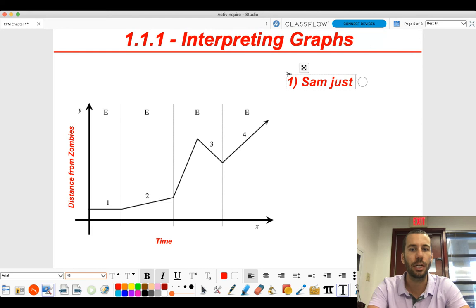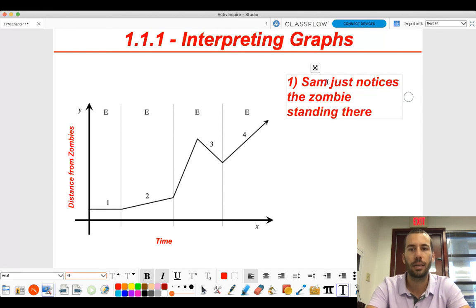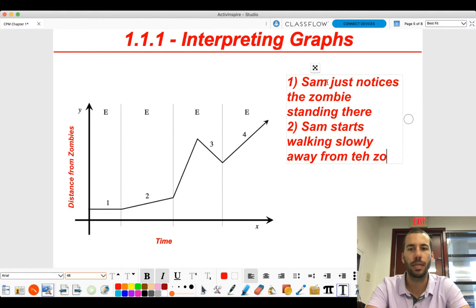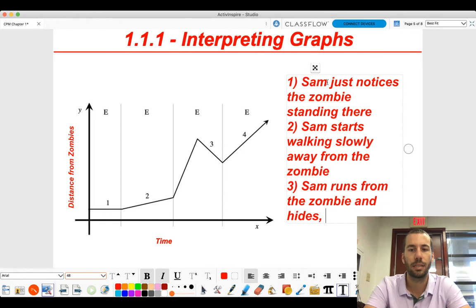Sam, it doesn't really change, so Sam just notices the zombie standing there. And then the second part, Sam starts walking slowly away from the zombie. Third part, it looks like he has to go a lot faster, but then it looks like he somehow gets closer to the zombie. So I'm going to interpret that as Sam runs from the zombie and hides, but the zombie gets closer.